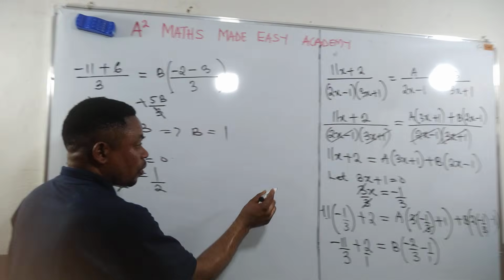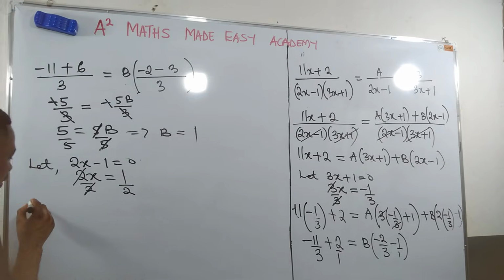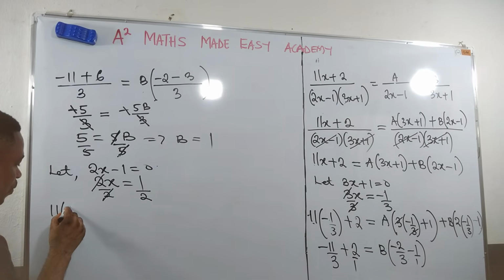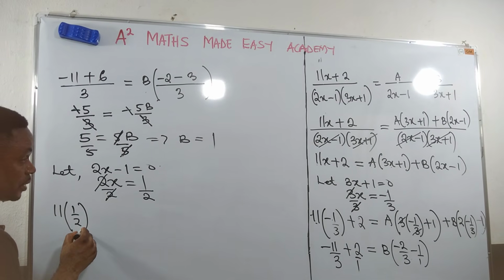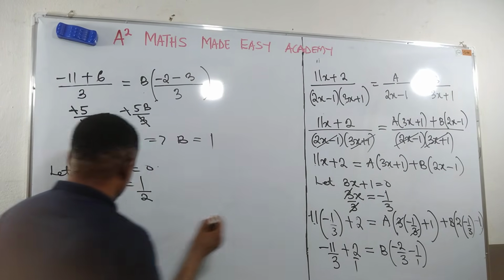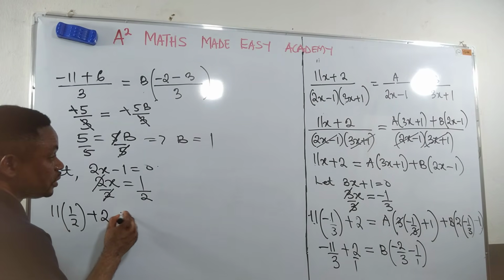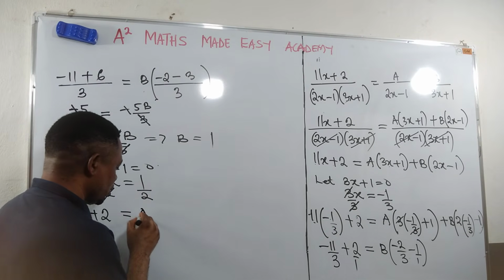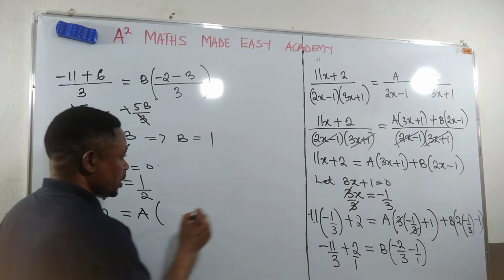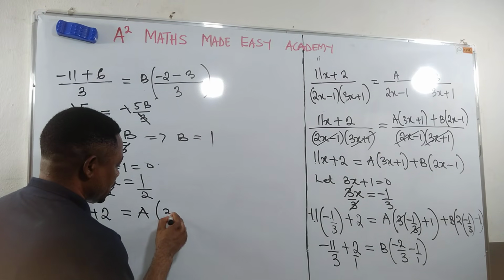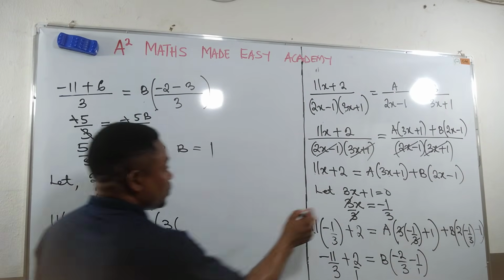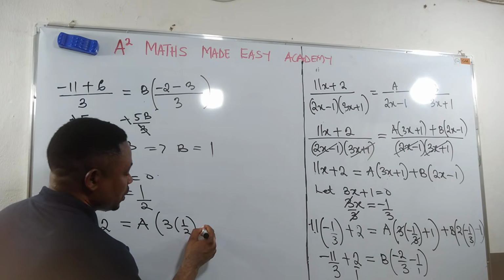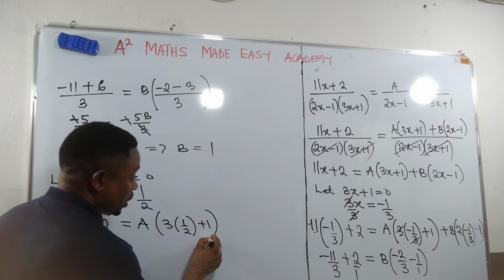Now watch. Look up. What is here? 11. I will write down 11. Open the bracket. We have seen x. What is our x? 1 over 2. Close the bracket. Plus 2. I will introduce plus 2 here, then equal to. What is here? A. I will introduce A, open the bracket, so that I will consider what we have here as 3. Open again. We have seen x. What is the value of x? 1 over 2. Close the bracket, then plus 1. Close the bracket.